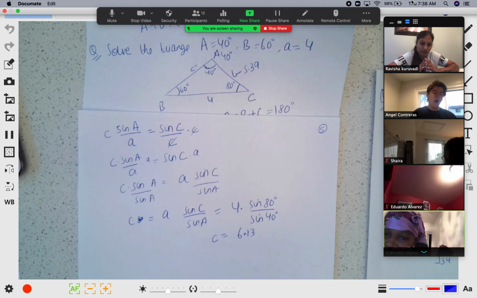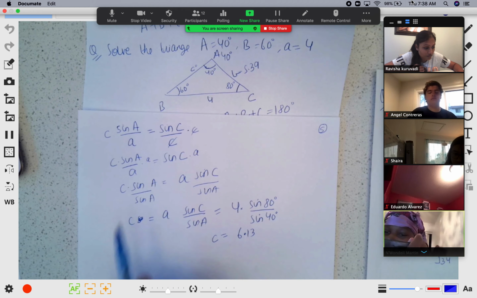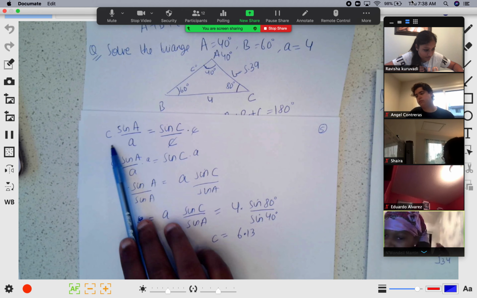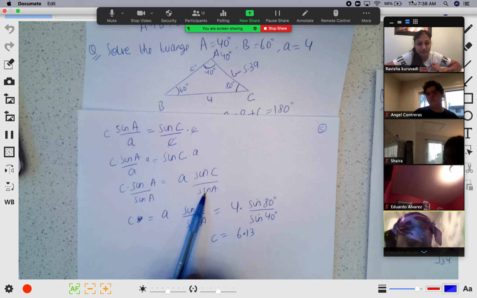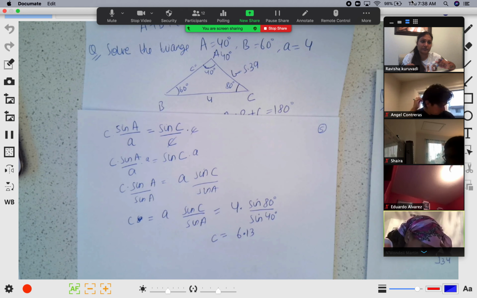Okay, so you are multiplying C on both sides. Then you multiply A on both sides. Yes. And then you divide sine A on both sides. Yes. Okay. Understood.